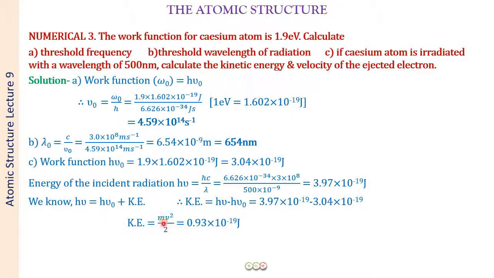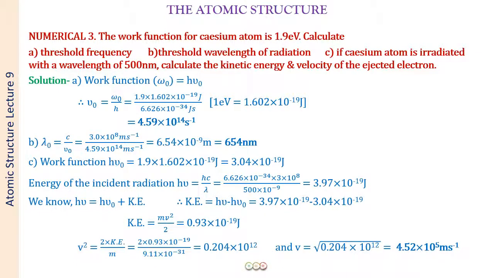So from this you can calculate the velocity of the electron, where kinetic energy you have just now calculated and mass of the electron 9.1 into 10 power minus 31. So we can calculate v from this relation. So calculate v square, then the square root of that, you will get the velocity to be 4.52 into 10 power 5 meter per second.